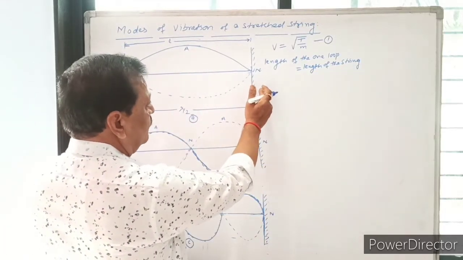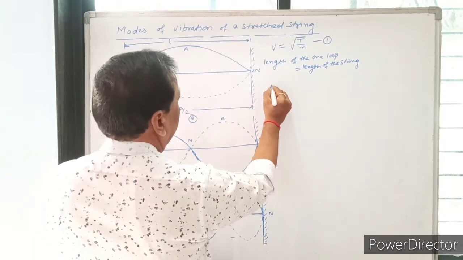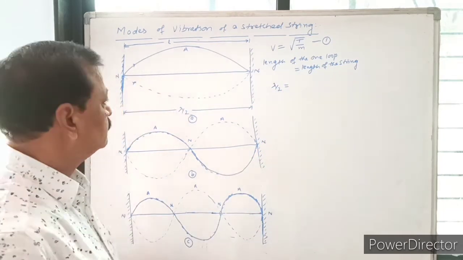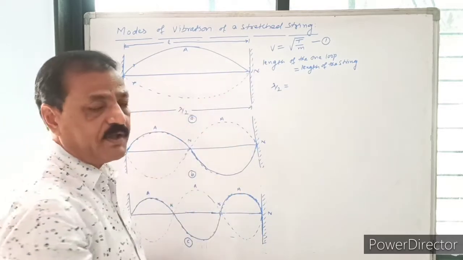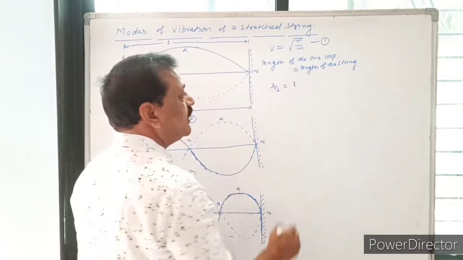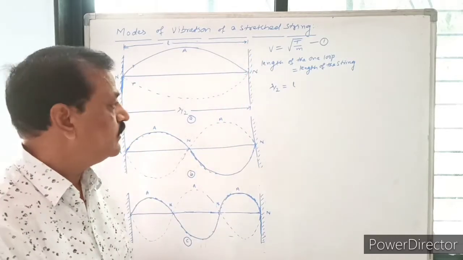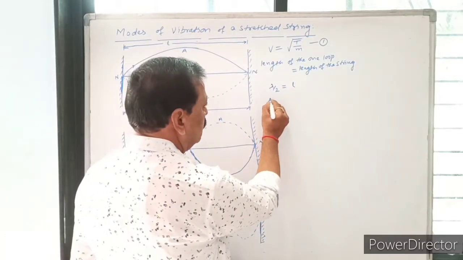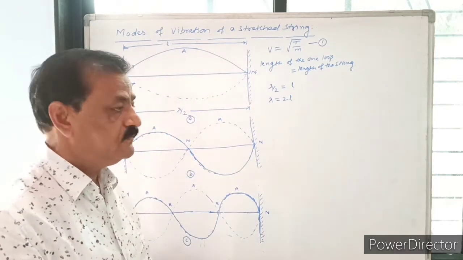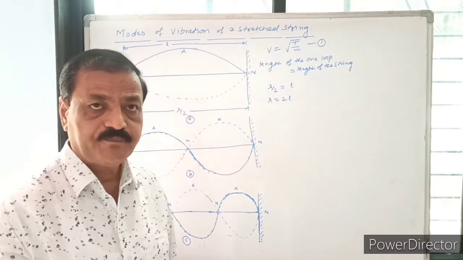So from figure A, length of one loop is lambda by 2. एका लूपची लेंथ किती आहे? लॅम्बडा बाय 2 आहे. लेंथ ऑफ द स्ट्रिंग किती आहे? L आहे. स्ट्रिंगची लेंथ येत आहे. So lambda is equal to 2L. These are the wavelength of the waves.